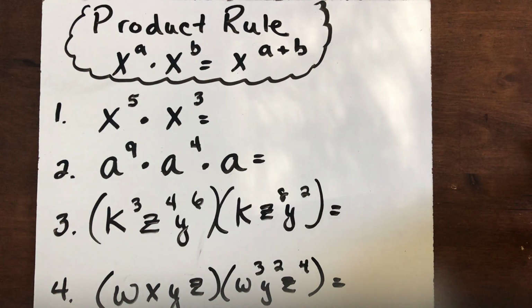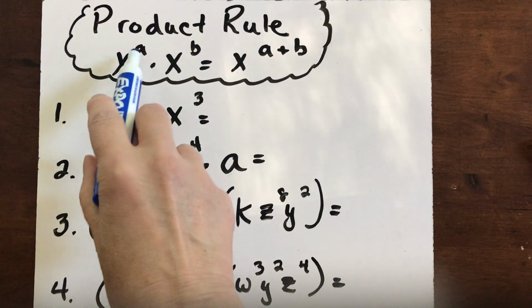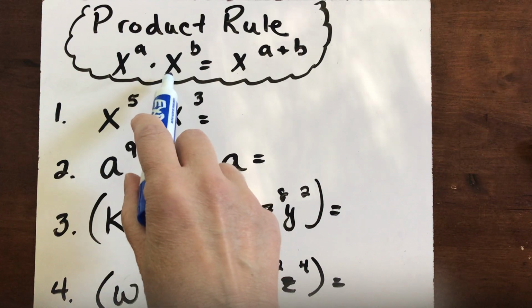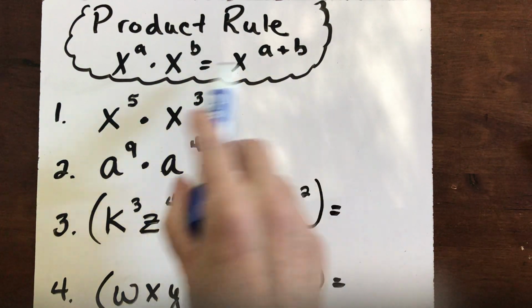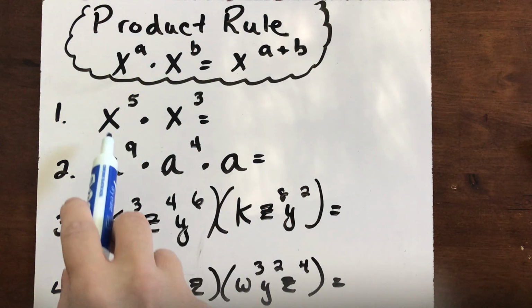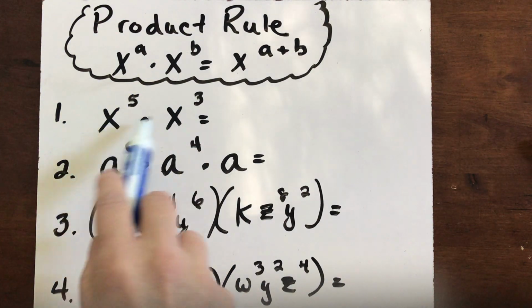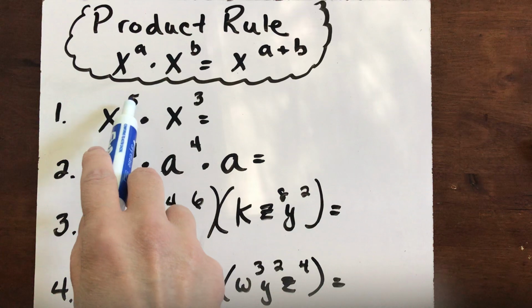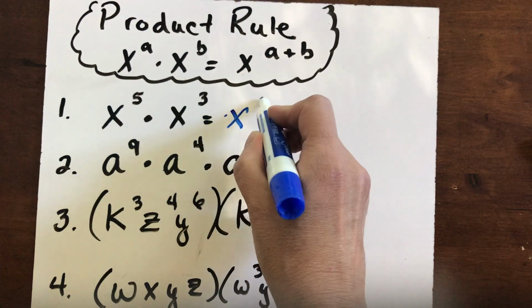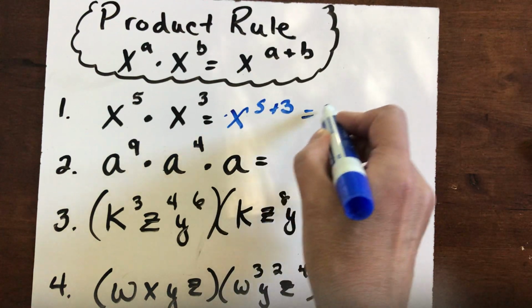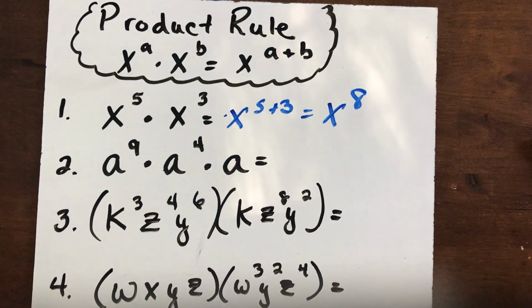So remember, with the product rule, when you have a base raised to an exponent times the same base raised to a different exponent, you just add them together. Again, the bases have to be the same. So looking at number 1, my bases are both x, and my exponents are 5 and 3. So this is going to be x to the 5 plus 3, which is going to be x to the 8.